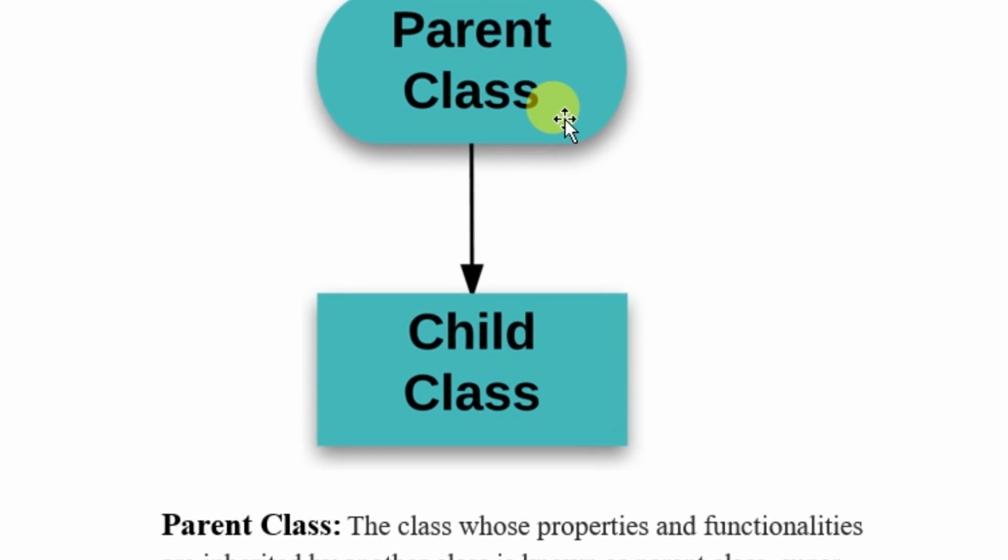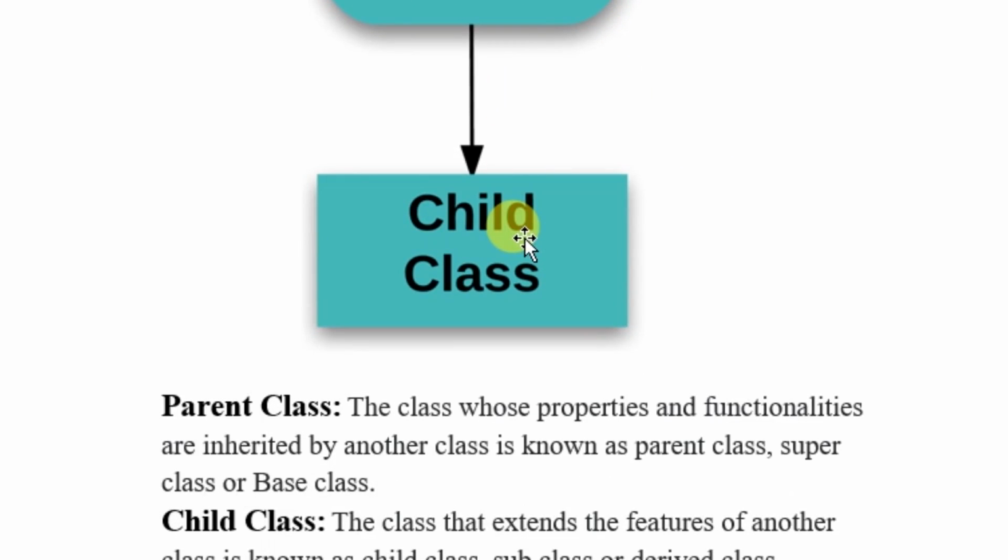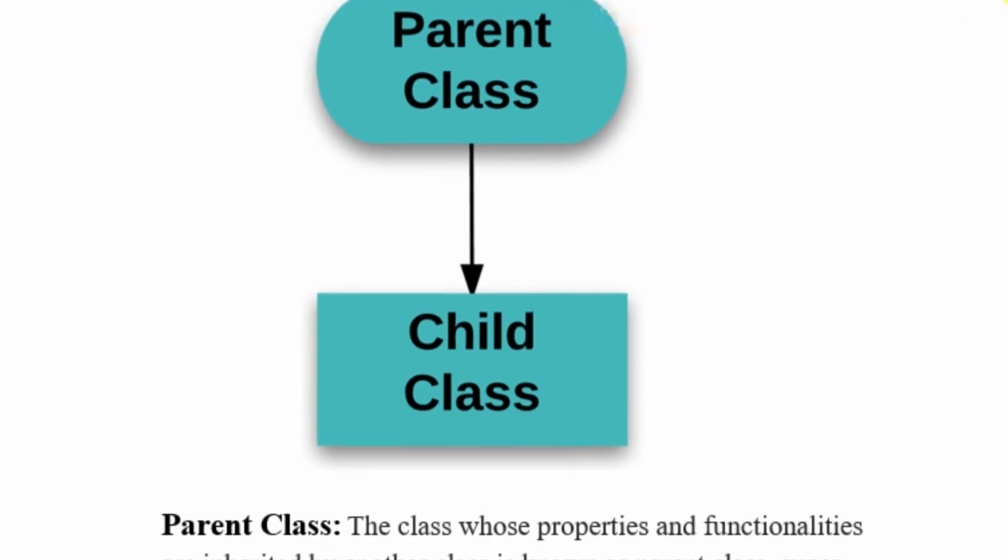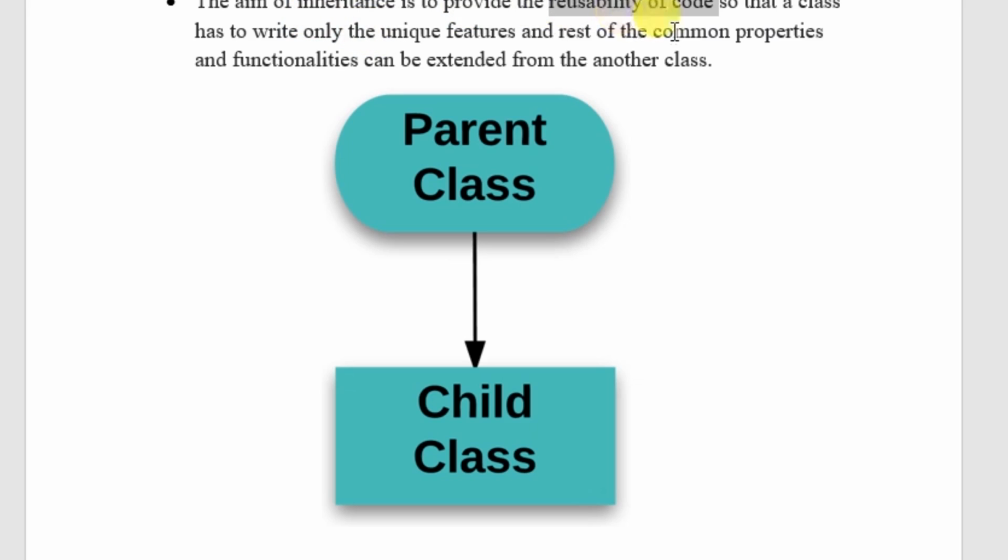If A has some values, functionalities and methods, and we extend the class from A to B, then B acquires all the values of class A. This is also mentioned in the video on types of classes and objects in Java in the previous videos. The aim of inheritance is to provide reusability of code, so that a class has to write only its unique features and the rest of the common properties and functionalities can be extended from another class.